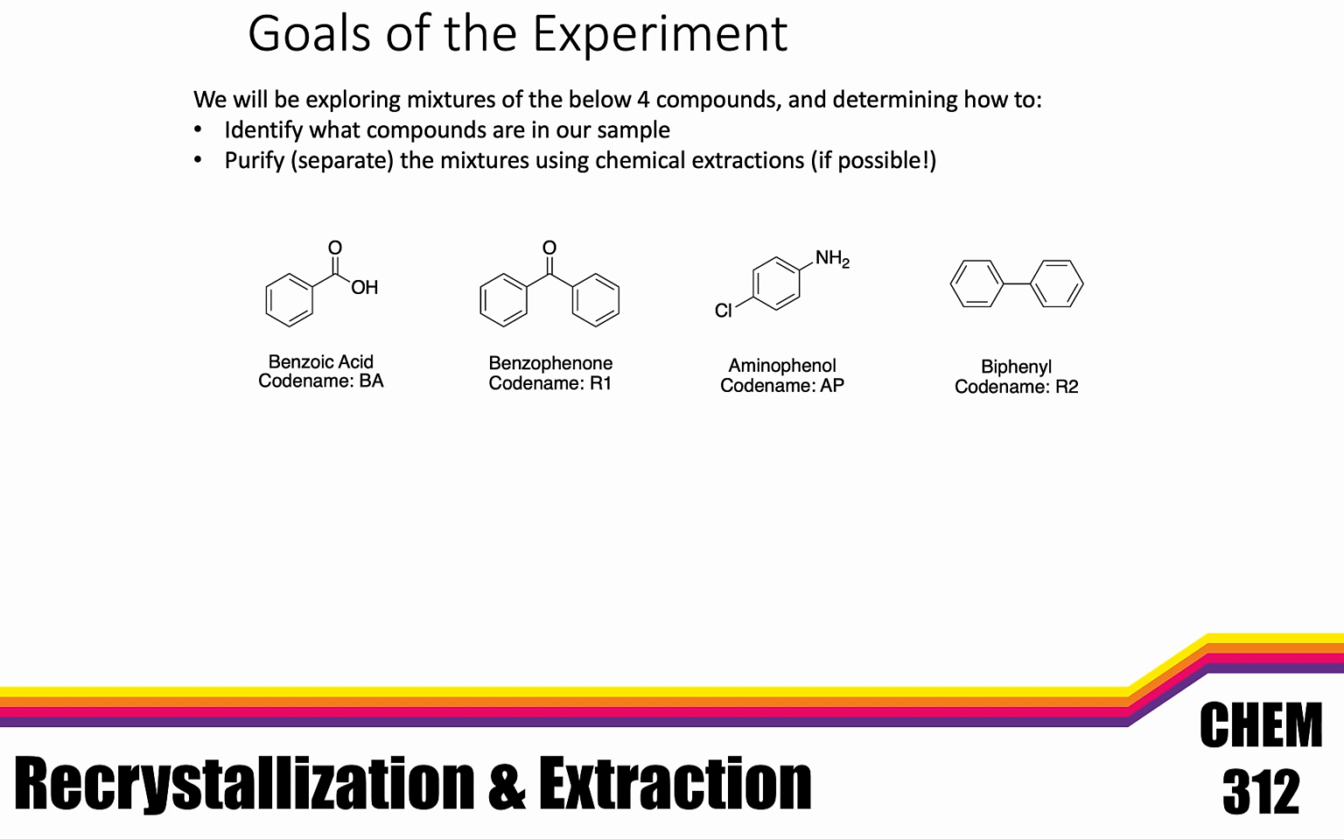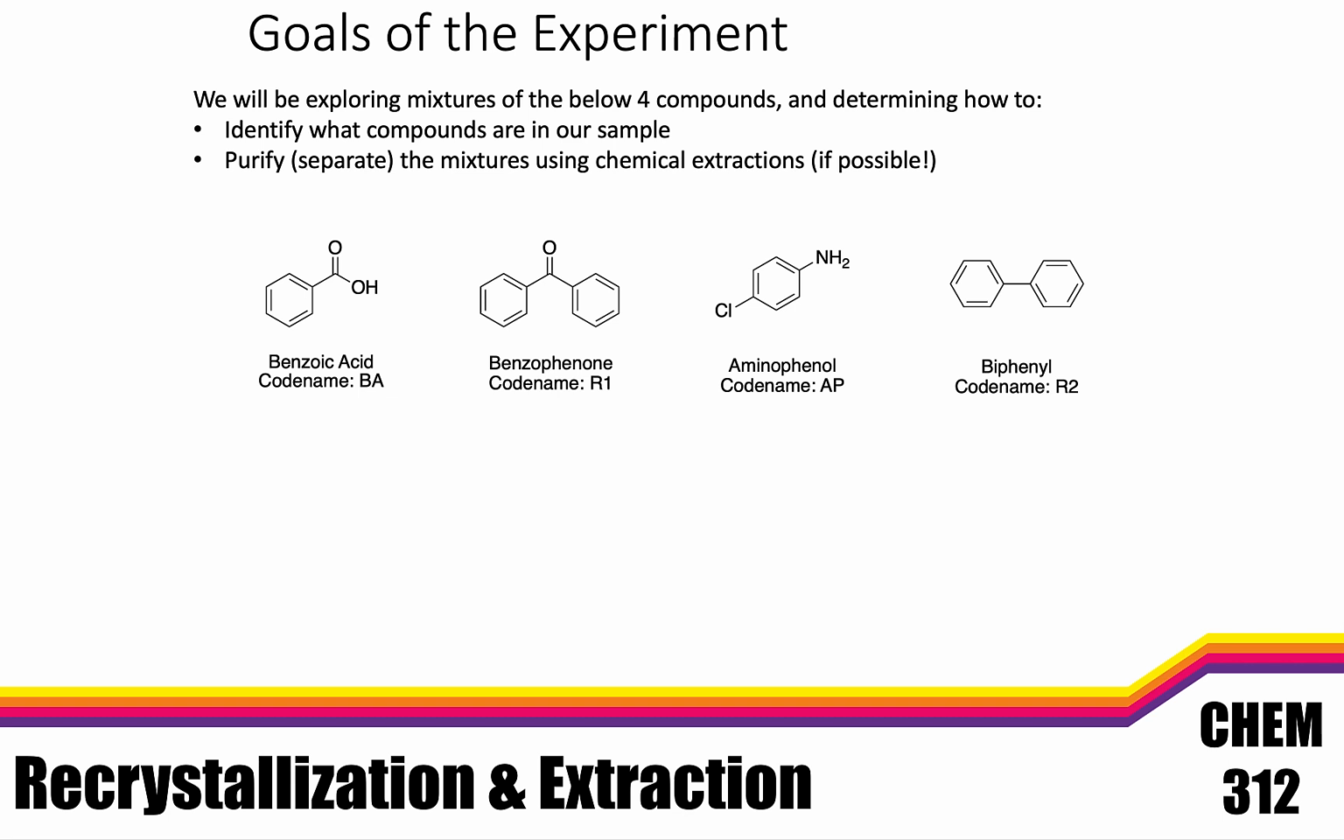So what are we going to be looking at this week in our experiment? Well, this week we're going to be looking at the four compounds shown here on the slide. I have some code names here that we're going to use to refer to these. We have benzoic acid, benzophenone, aminophenol, and biphenyl. Now, benzophenone and biphenyl are what we call rocks. That's why they have the code names R1 and R2. We call these rocks because no matter what we do, these will always be organic soluble, right? The other way you could think about this is that benzophenone and biphenyl will never be soluble in water.